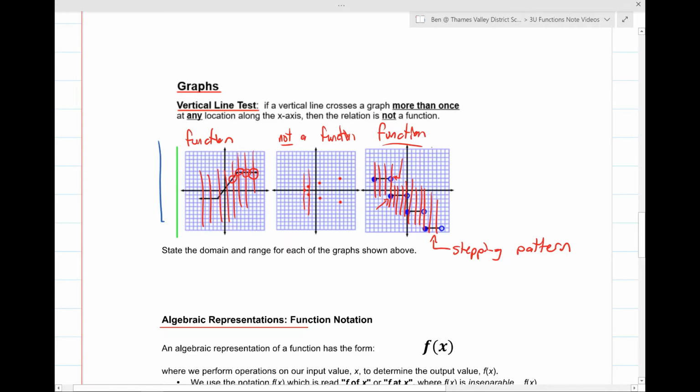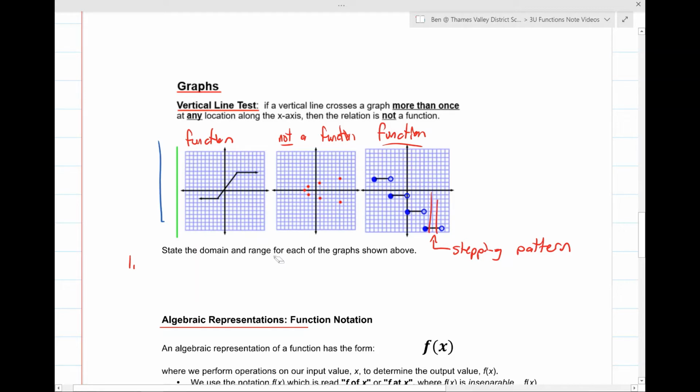Now, in terms of these graphs, we can just get a little bit of practice stating domains and ranges as we're working here. So for the first graph here, our domain, and let's erase all of the notes I've been putting on here so we don't get mixed up.